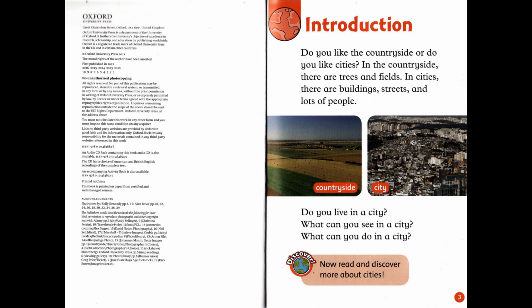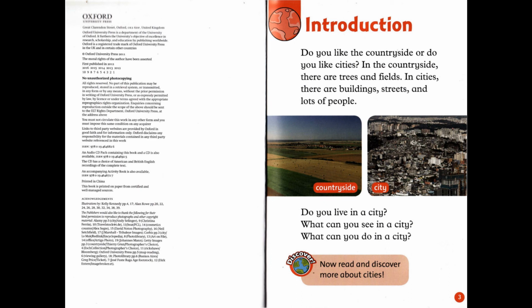Introduction. Do you like the countryside or do you like cities? In the countryside, there are trees and fields. In cities, there are buildings, streets, and lots of people. Do you live in a city? What can you see in a city? What can you do in a city? Discover. Now read and discover more about cities.